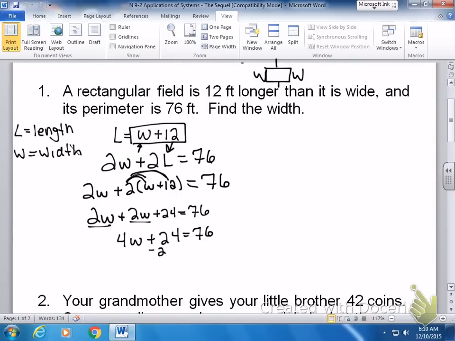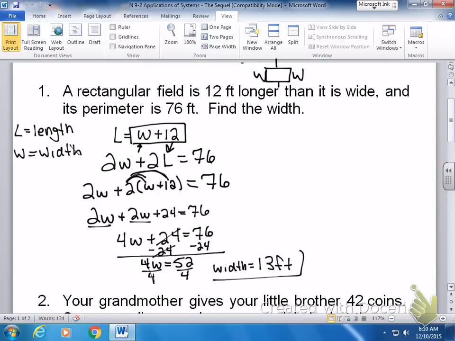Move my 24 to the other side. The 24's cancel. I have 4W equals 52. And the last step would be divide both sides by 4. So now I have my width is equal to 52 divided by 4 is 13 feet. Now all it asked us for was the width, so we can stop there.